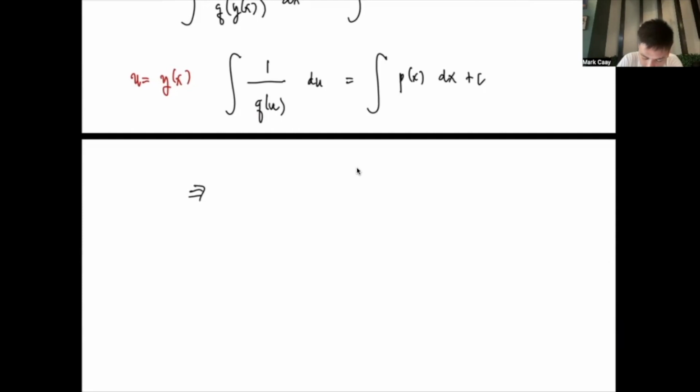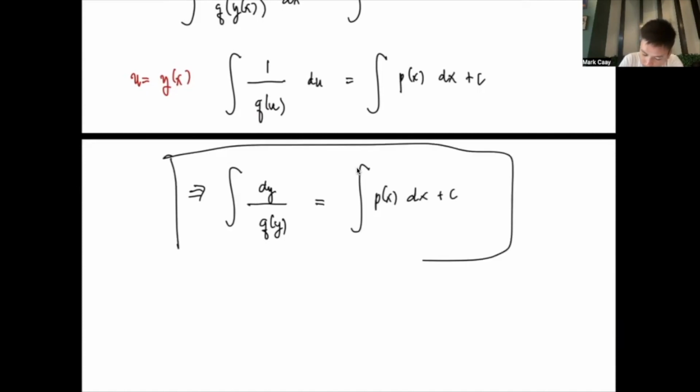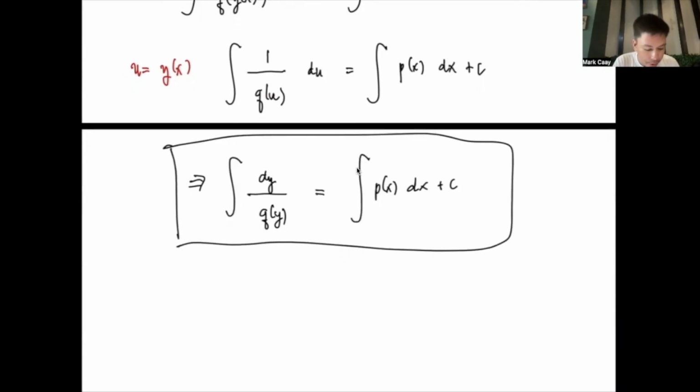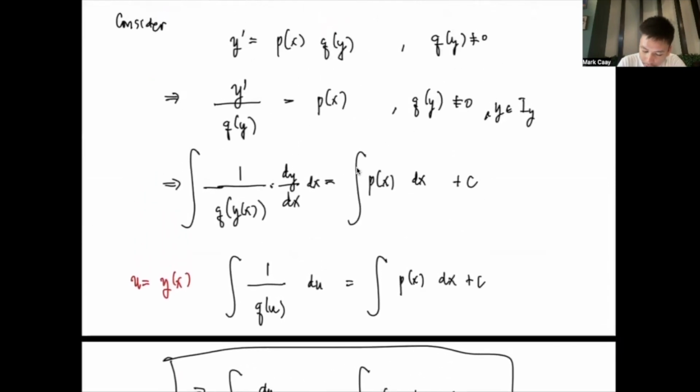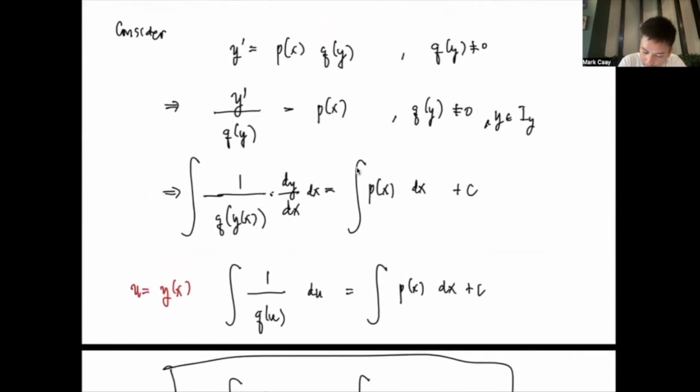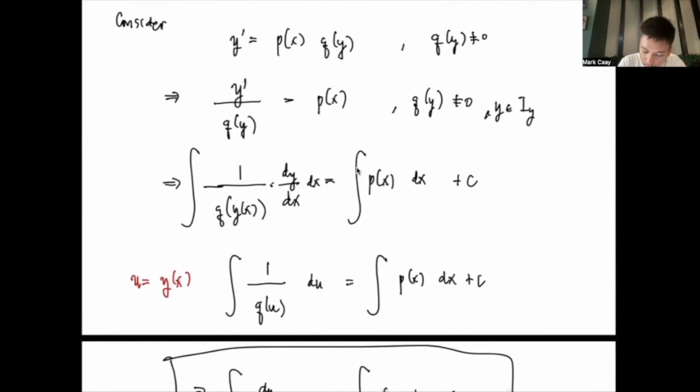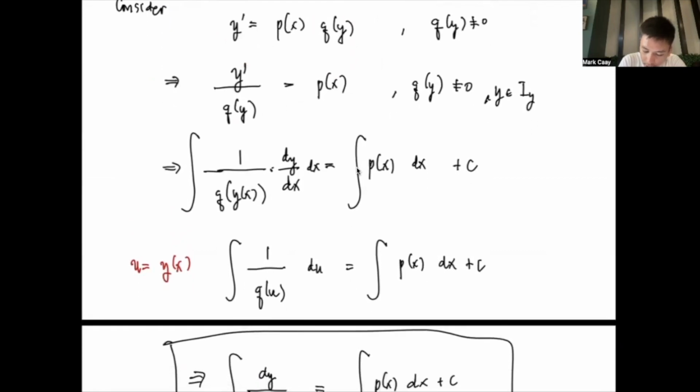So this becomes the integral of dy over q of y, which is equal to the integral of p of x dx plus c. So this is now how we present the solution of the differential equation when the equation is in separable form.